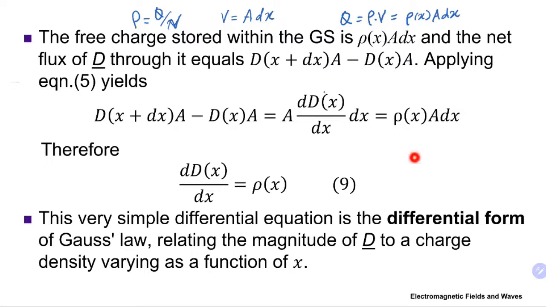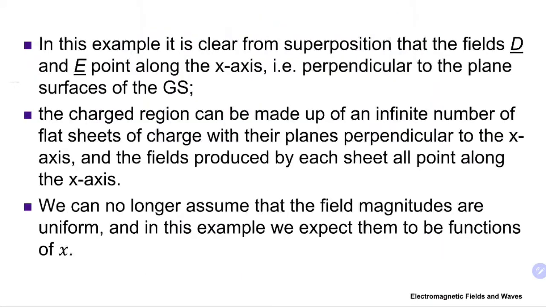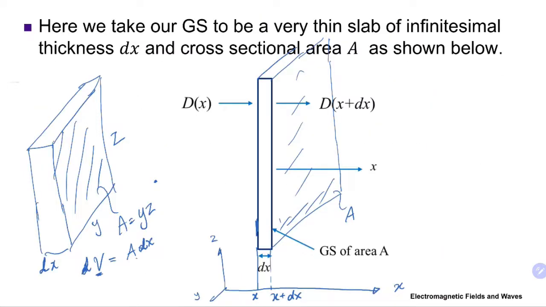And then for the net flux going through, we have one going in and one coming out, and therefore we take the difference. So back here we have D going in and then D coming out.